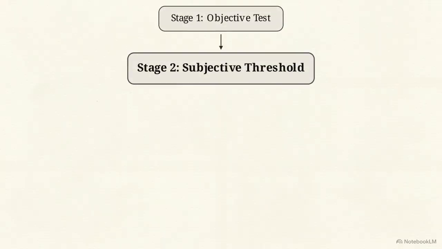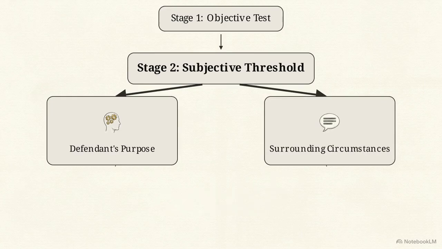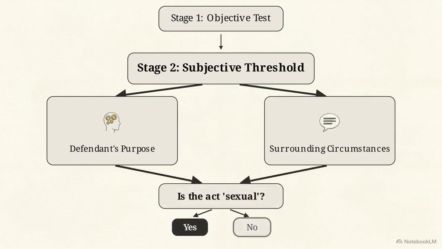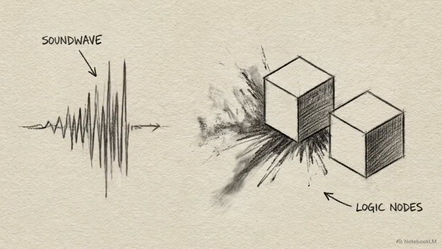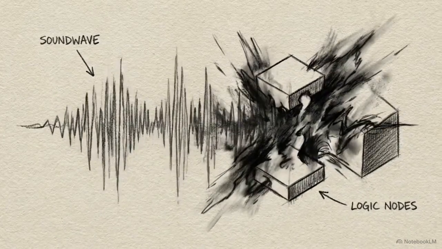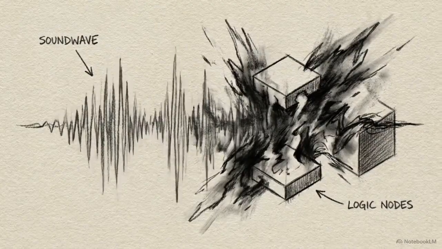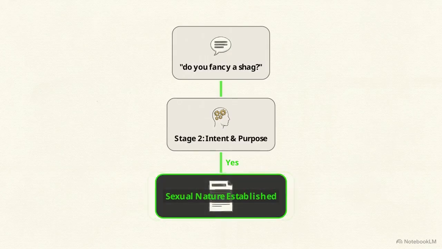When an act is objectively ambiguous, the jury proceeds to the second phase. This is the subjective threshold. The jury evaluates whether the touching was in fact sexual based on the defendant's specific purpose or the surrounding circumstances. This brings us back to the specific verbal cue from the factual matrix. "Do you fancy a shag?" This aggressive verbal proposition provides clear, inescapable proof of both the surrounding circumstance and the defendant's underlying intent. This overwhelming contextual evidence clearly satisfies the requirements of Stage 2, retroactively classifying the otherwise ambiguous physical grab as sexual.